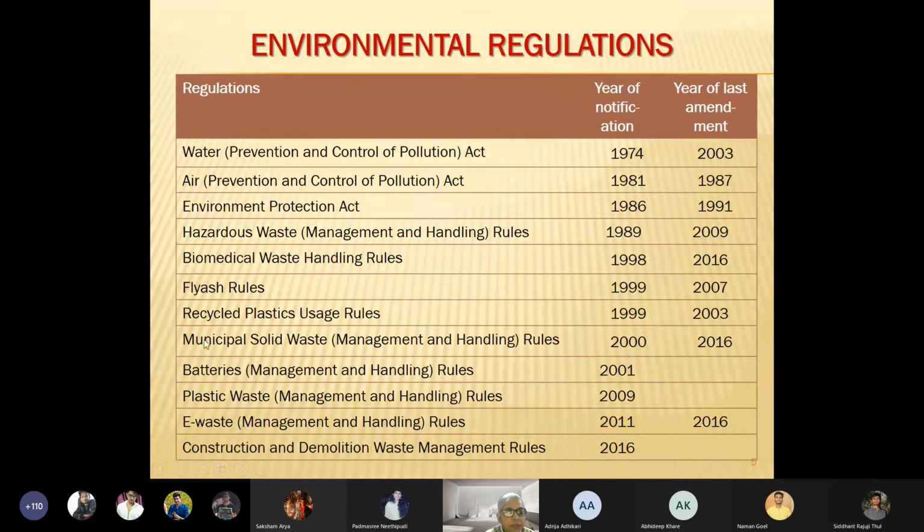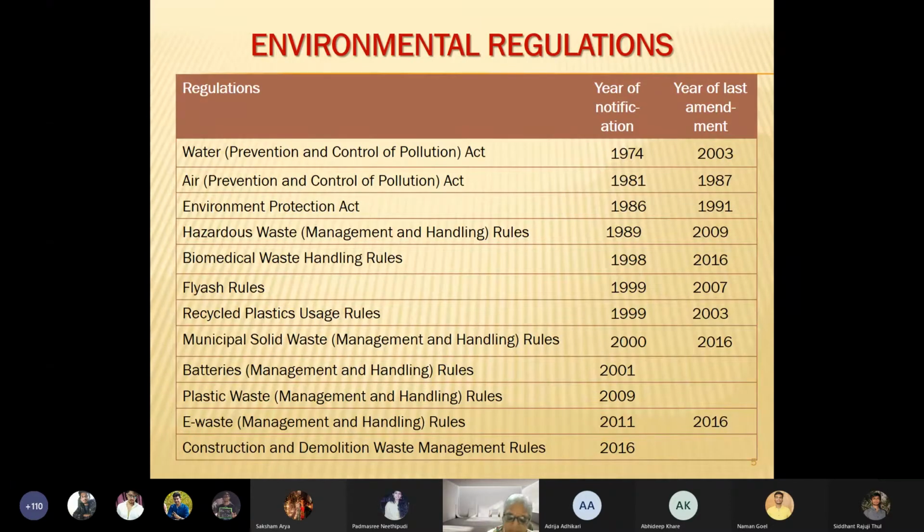Then comes another major turning point. Another major turning point is Municipal Solid Waste Management and Handling Rules. These came into effect in 2000 and they've been amended, and now they are simply called Solid Waste Management Rules. Municipal solid waste rules. Yeah. So this, like I said, is a major turning point because it puts the onus of responsibility for managing solid waste on the urban authority.